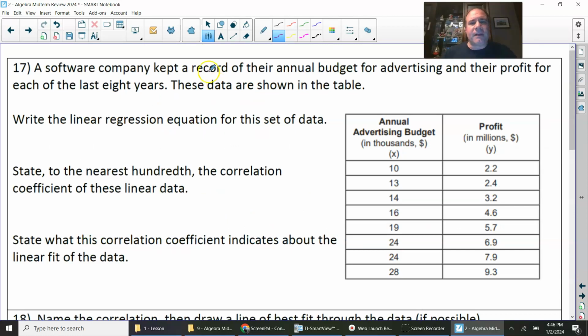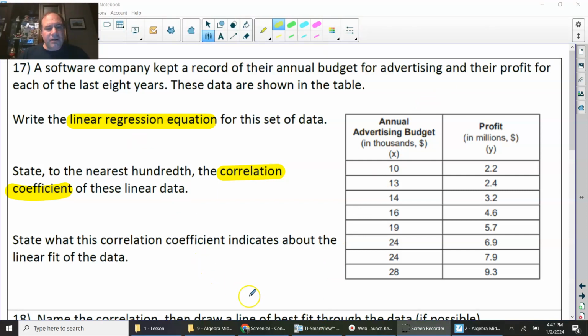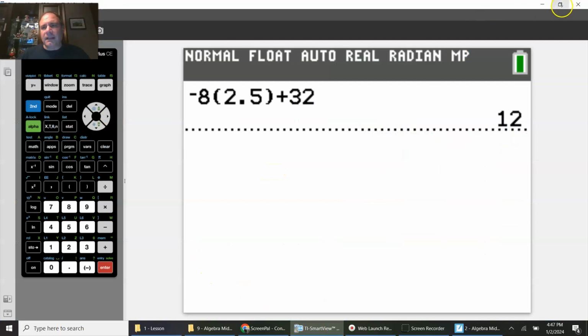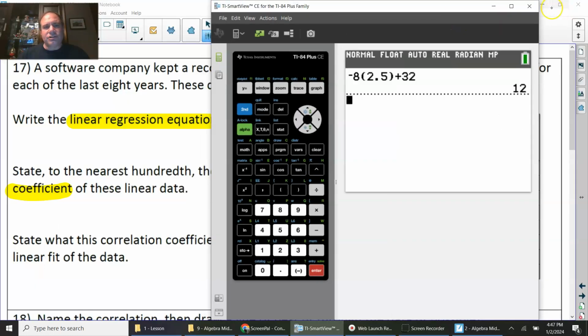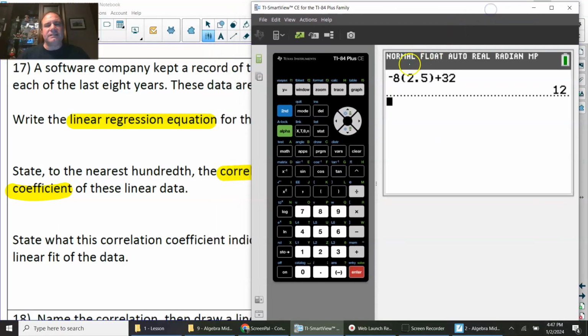So a software company kept a record for an annual budget for advertising their profit for the last 8 years. These data are shown in the table, so you can see exactly what that is. They want the linear regression equation and the correlation coefficient. So just remember, correlation coefficient is the R, and to see that correlation coefficient, you do have to turn the stat diagnostics on. So I'll just go over that with you now.